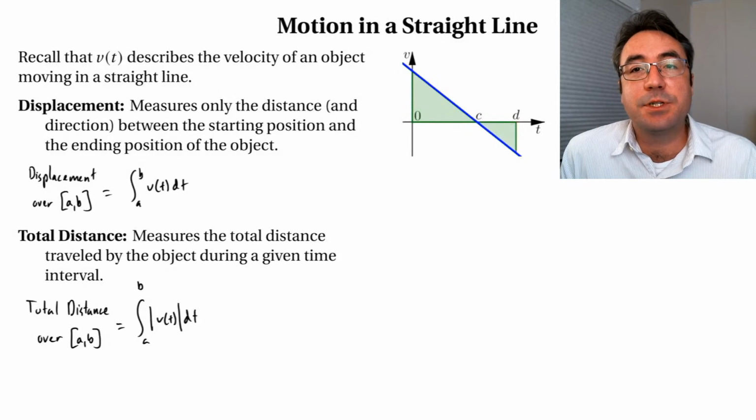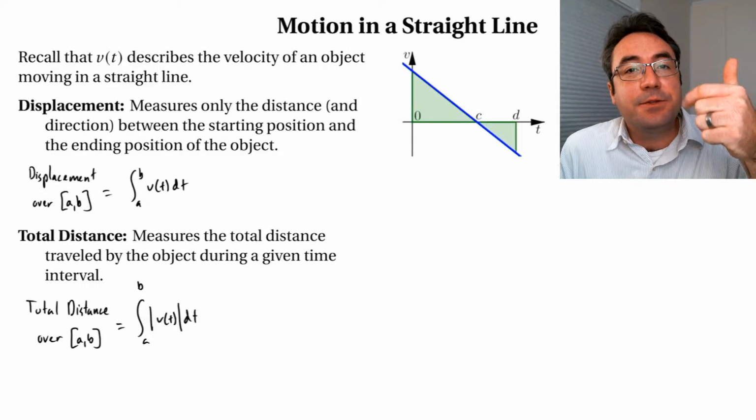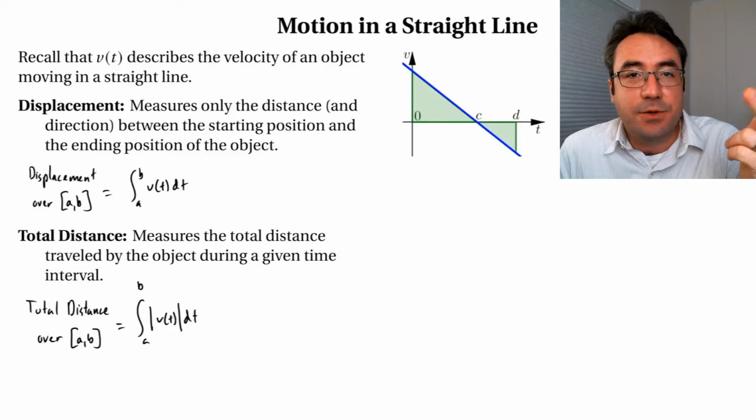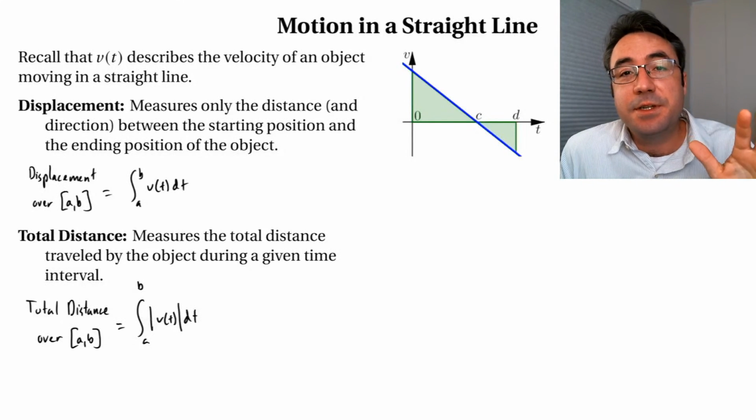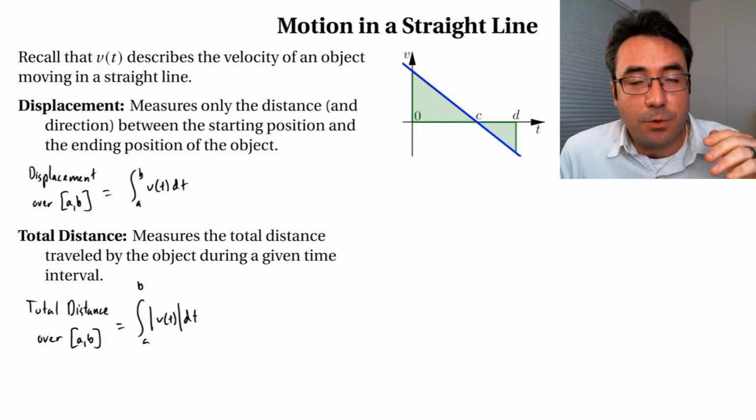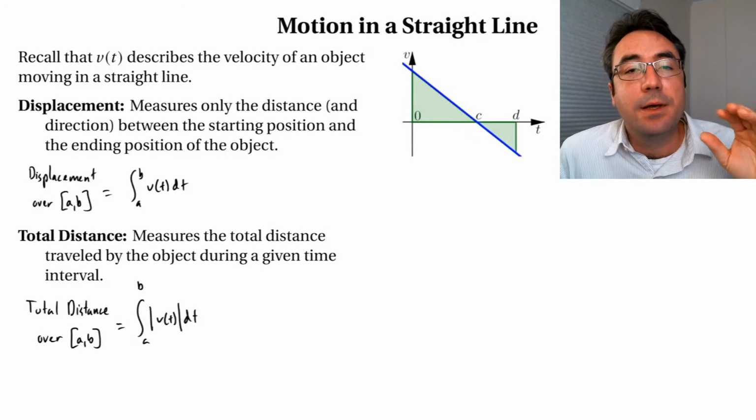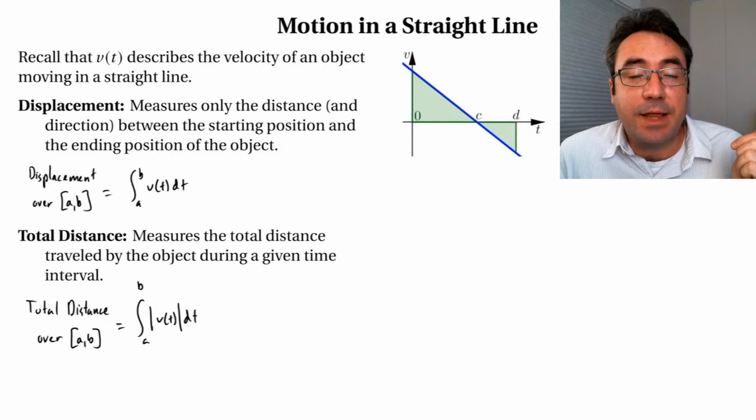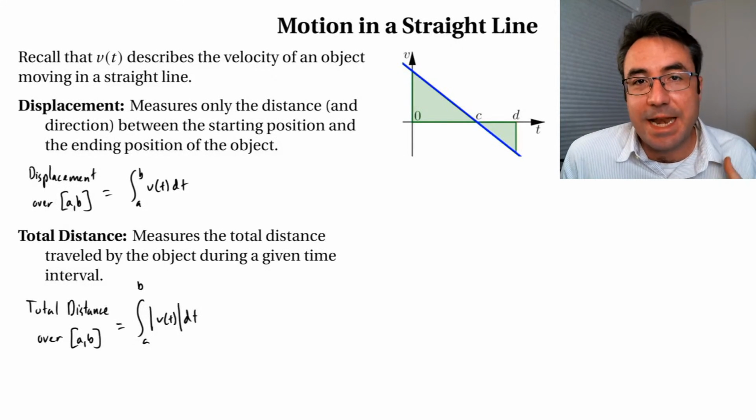So when we think about displacement, we can have positive values, we can have negative values, we can also have a zero value. For total distance, we have to have a positive value or maybe zero. Maybe we don't move at all. But total distance traveled has to be positive. We can't travel negative distance.